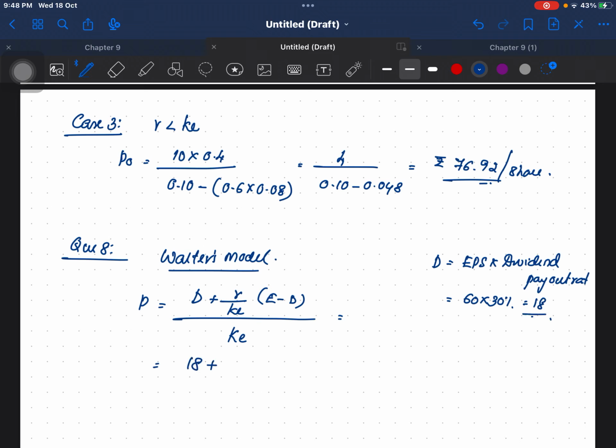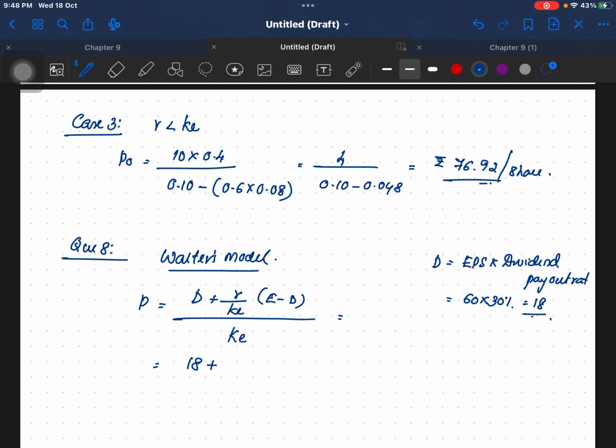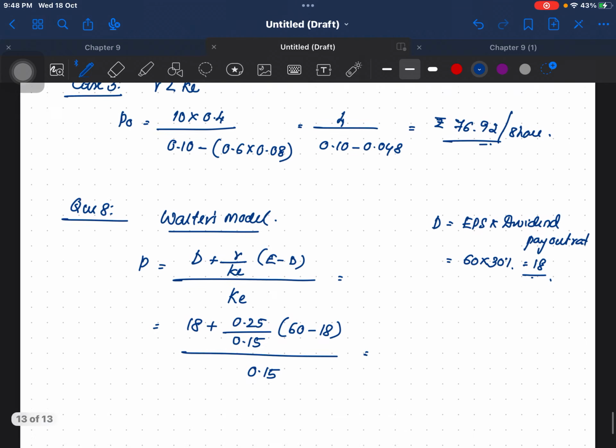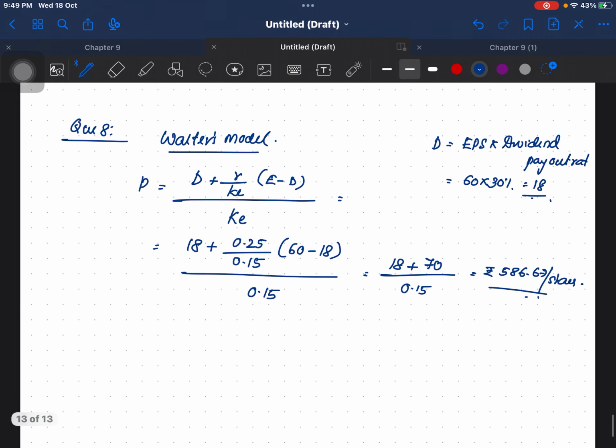So that is 18 plus, what is R? R is 0.25 and K is 0.15. So R by K is 0.25 divided by 0.15. E is 60, D is 18, divided by 0.15. So 18 plus 60 minus 18, which is 42, into 0.25 divided by 0.15. So that is 70 divided by 0.15, that is 88 divided by 0.15, that is 586.67. This is as per Walter's model.